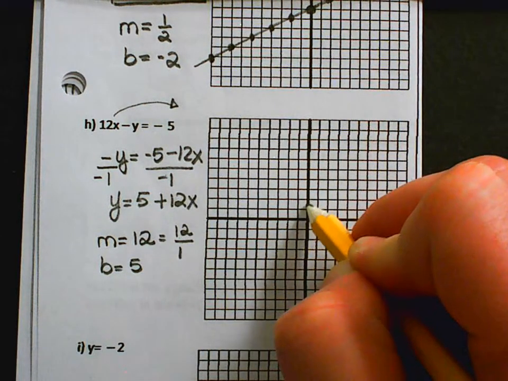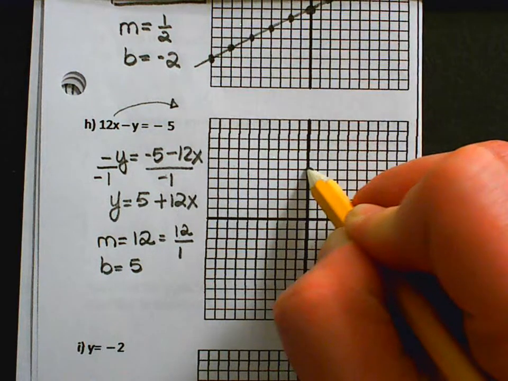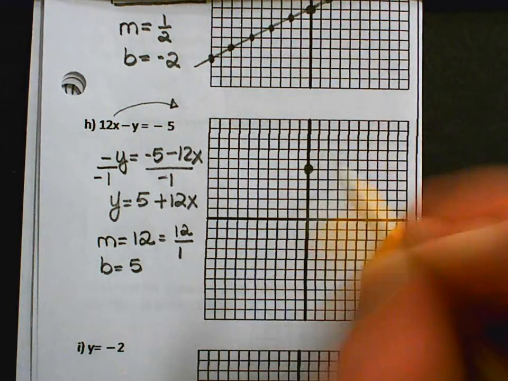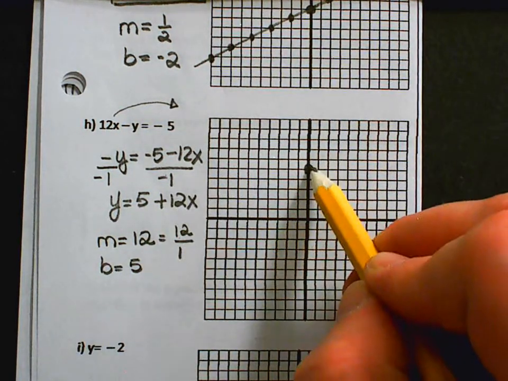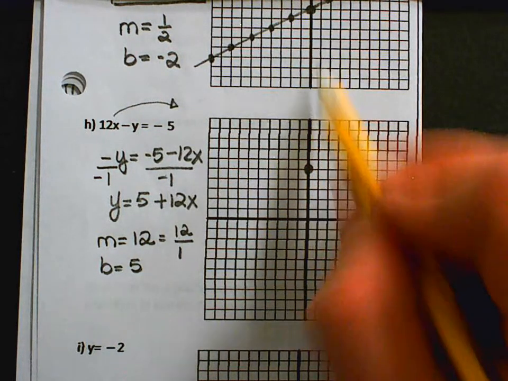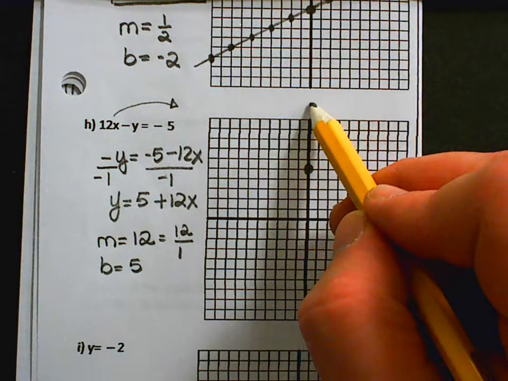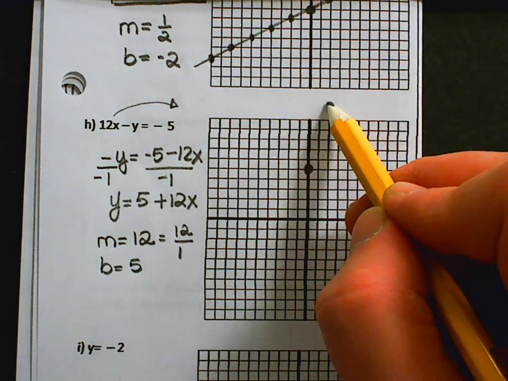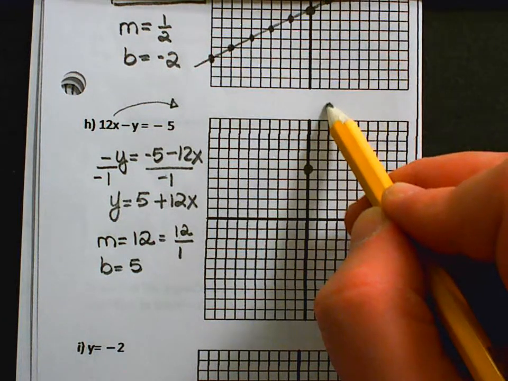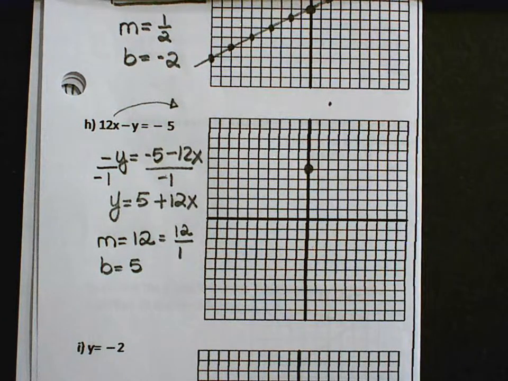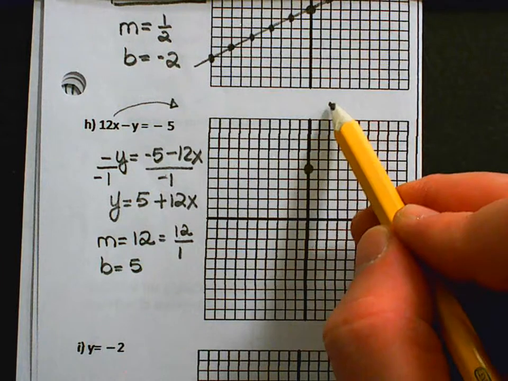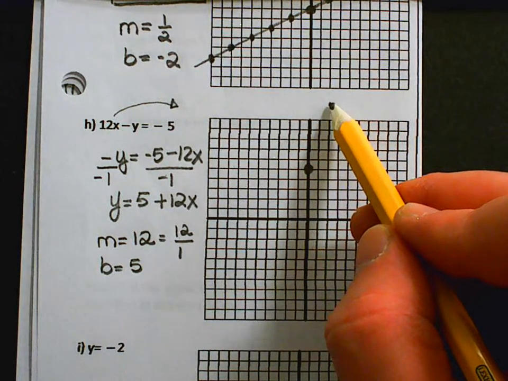I'm going to graph starting at 5, so 1, 2, 3, 4, 5. And then the slope tells us to go up 12, but the problem is I cannot go up 12 because the graph stops at 10. Okay, so basically what you can do is imagine that we're making a point right here. Okay, and once we make that point, what do we usually do?